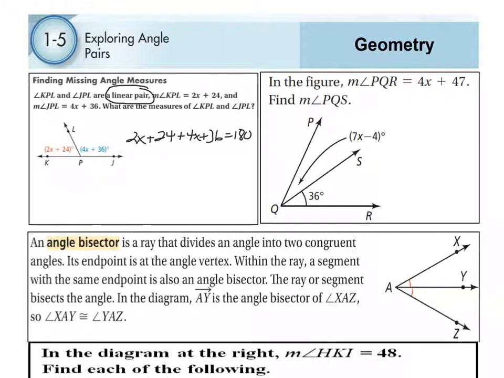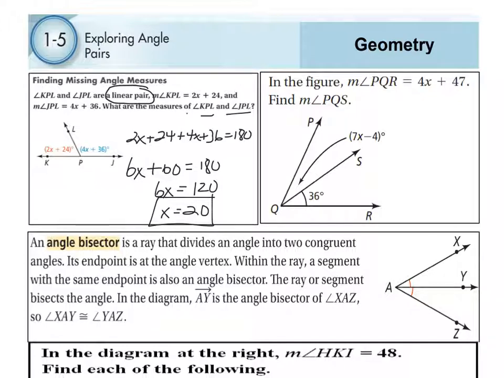Solving this equation, I'm going to combine my like terms, 2x and 4x, that's 6x. 24 and 36 gives me 60. If I subtract 60 from each side, 6x is going to equal 120. And when I divide by 6, I should get x equals 20. Now, the directions want you to find those two angles, KPL and JPL. Got to plug it back in here.